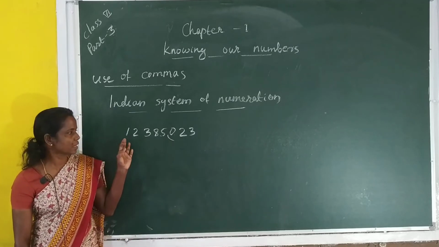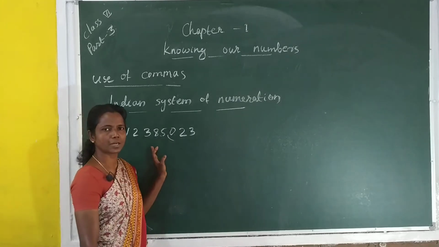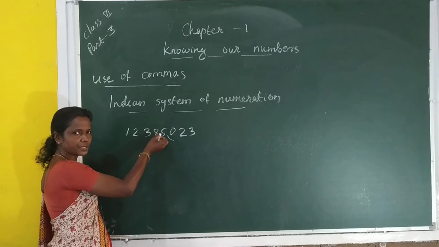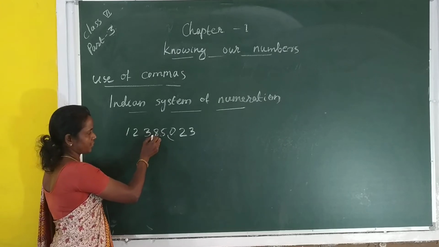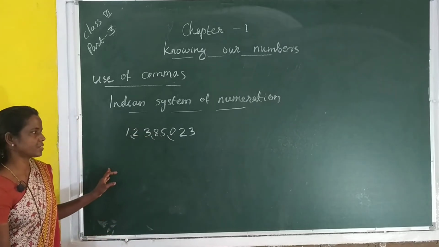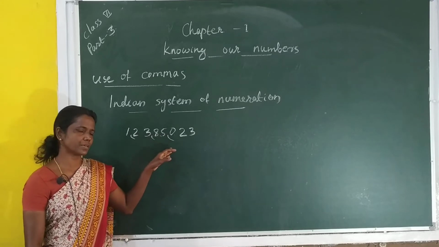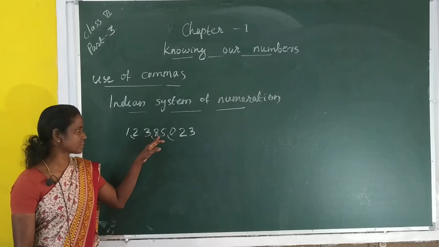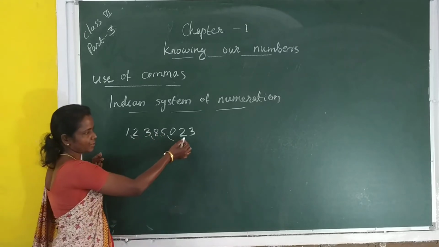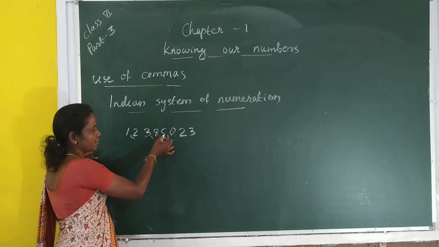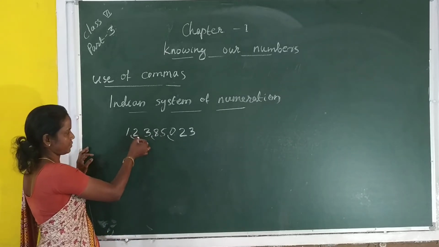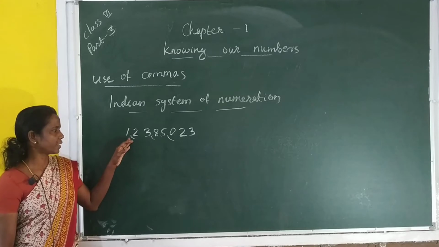Then the other commas come every two digits to the left of the first comma. Look to the left: one, two. And again one, two. Is it clear? First we put the first comma three digits after, and for the remaining, the next commas come every two digits. Then four, five digits after the second comma, and the third comma, six and seven. Seven digits after, we put the third comma.